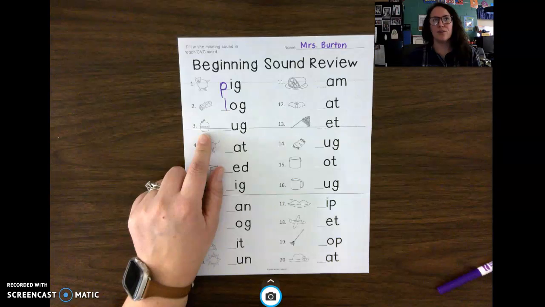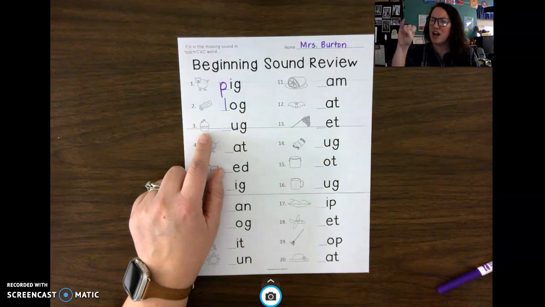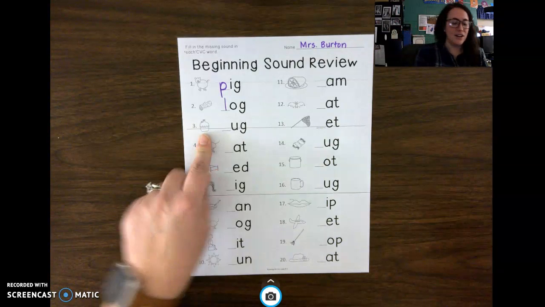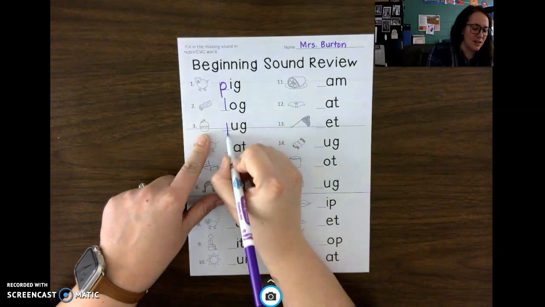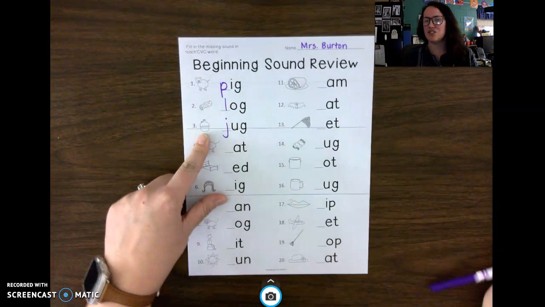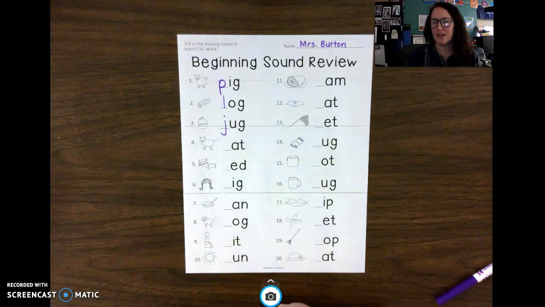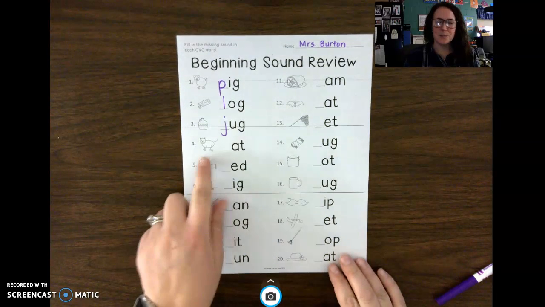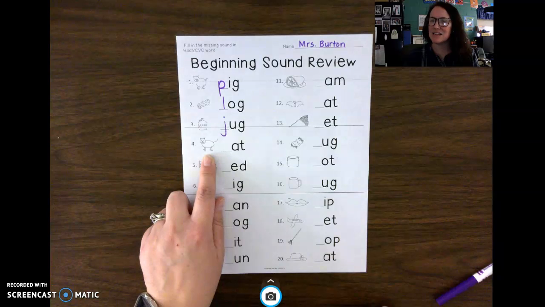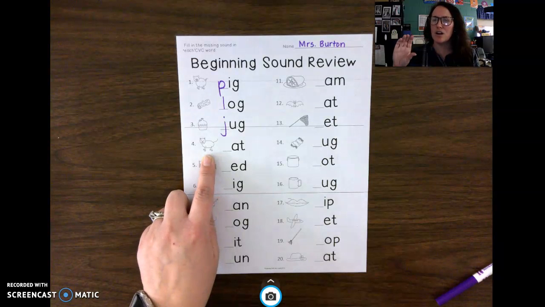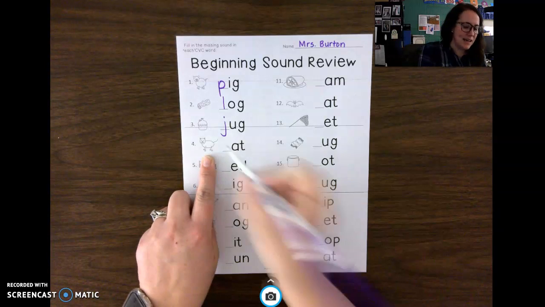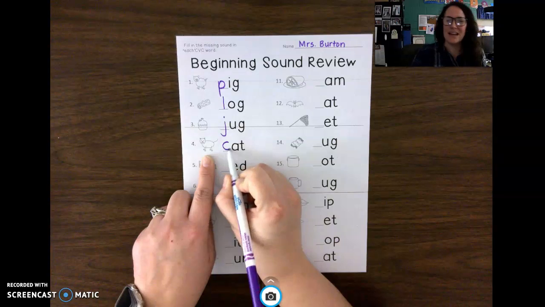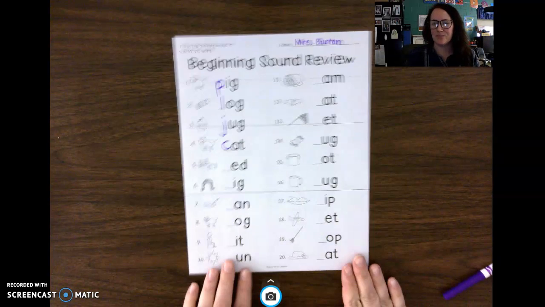Let's look at number 3. Number 3, this is a jug. Jug. What letter goes j? The letter J. Let's write a lowercase j to finish the word jug. This next picture, number 4, is a cat. What letter do you hear at the beginning of the word cat? You said C. You're exactly right. Let's write a lowercase c to finish the word cat.